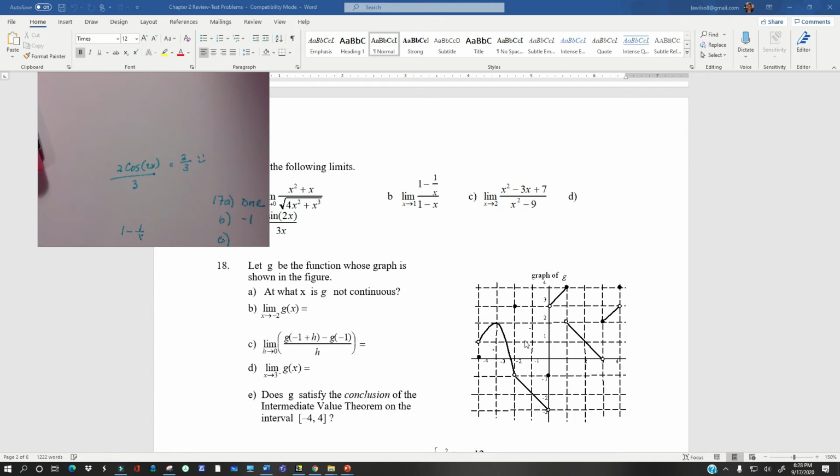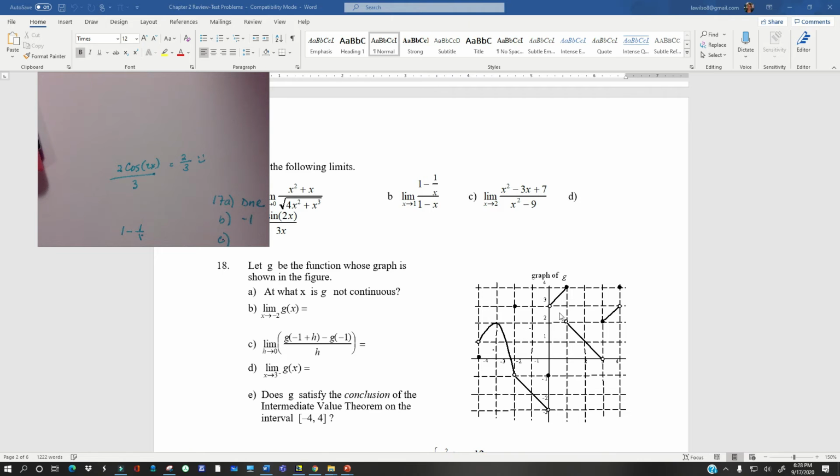The next one would be at 0. Again, same reason. If I take the limit from the left, it's -3. The limit from the right is +3. So the limit doesn't even exist. So I don't even need to go any further. But the function is defined. It's just not equal to the limit. So at 0, it doesn't work.